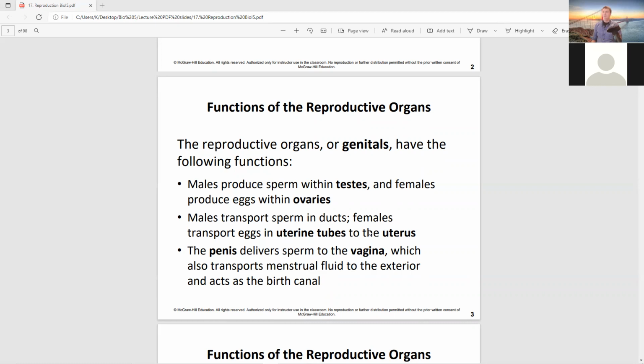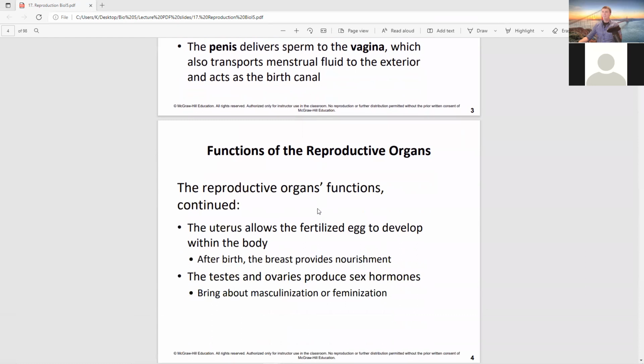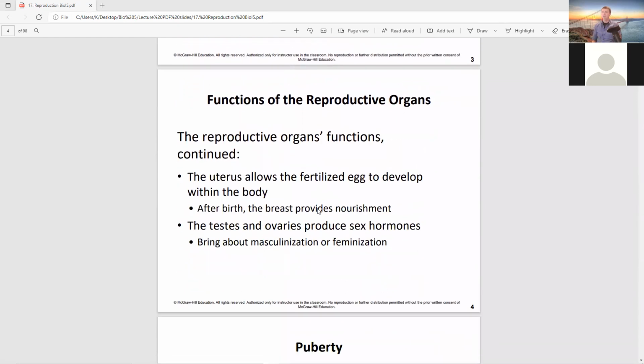The penis delivers sperm to the vagina, which also transports menstrual fluid to the exterior and acts as the birth canal. So the uterus allows the fertilized egg to develop within the body. After birth, the breast provides nourishment. The testes and ovaries also produce sex hormones. This brings about masculinization or feminization.